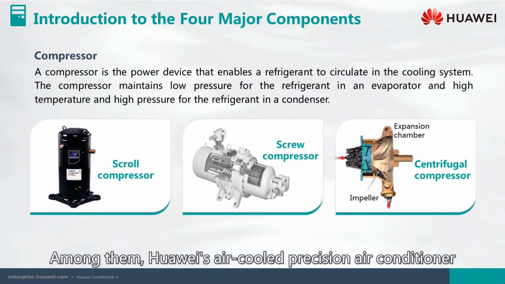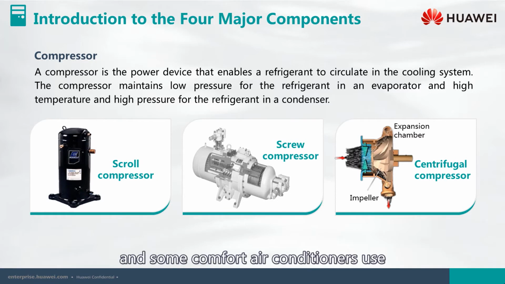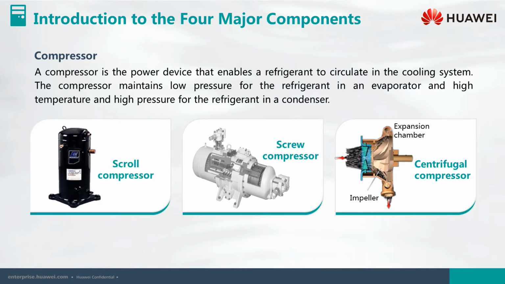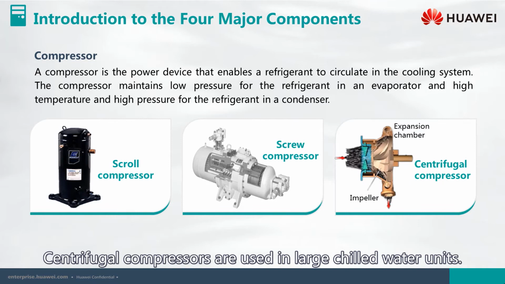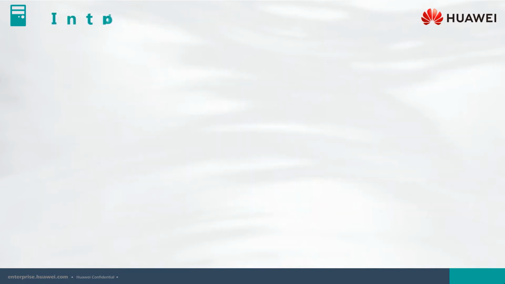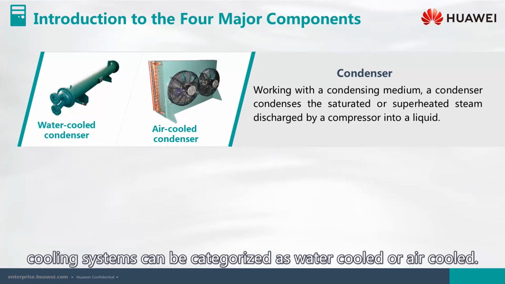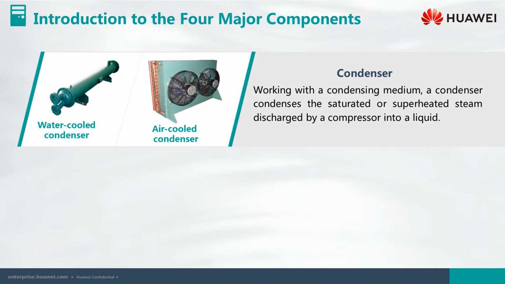Among them, Huawei's air-cooled precision air conditioner and some comfort air conditioners use an advanced DC frequency converting scroll compressor. Centrifugal compressors are used in large chilled water units. According to their condenser cooling medium, cooling systems can be categorized as water-cooled or air-cooled.